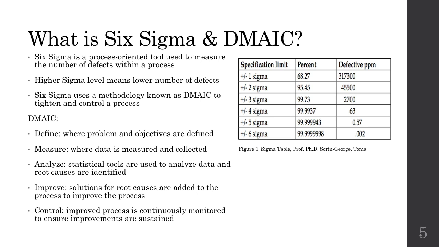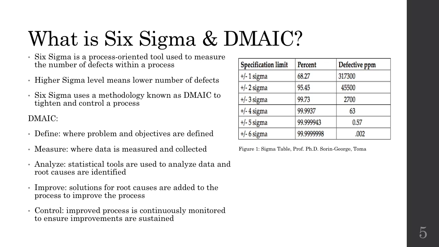To briefly explain, Six Sigma is a process-oriented tool that is used to measure processes quantitatively. It usually measures how many defects are within the process. A process that has achieved Six Sigma means that there are only 3.4 defects per million opportunities. As shown in the table, as sigma levels increase, the number of defects decreases, and the process is more efficient.